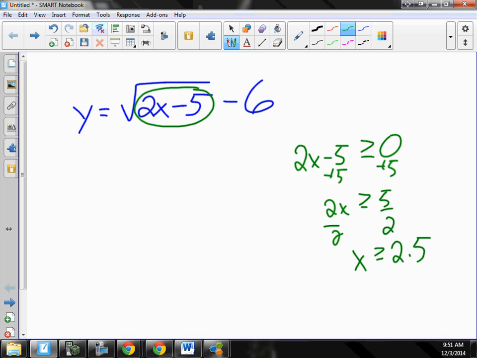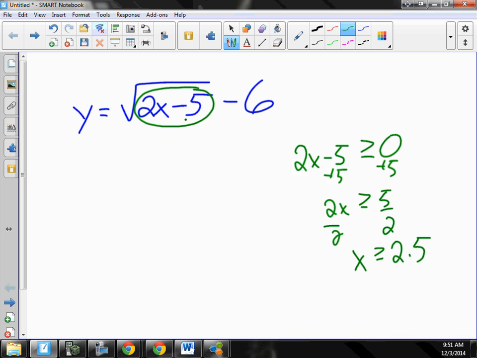2.5 is my breaking point. Right? As long as this number is bigger than 2.5, my square roots will be positive. If the number drops below 2.5, then I take the square root of a negative number, which is imaginary, and I can't graph that. Does that make sense? I set this greater than or equal to 0, and 2.5 is the breaking point.